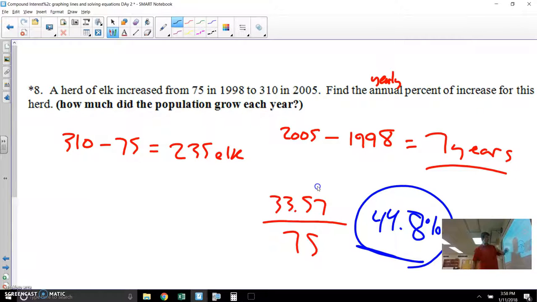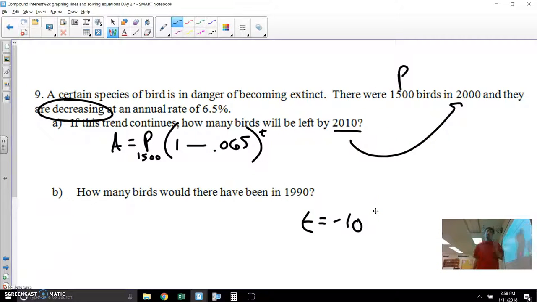Okay, so that's my value. That's my percentage of increase per year. Remember, we had to divide by the original once we knew what it was each year. Okay, this last one I want to talk about real quick. I'm going to let you do 10 completely on your own. This is the last one I'm going to talk about.